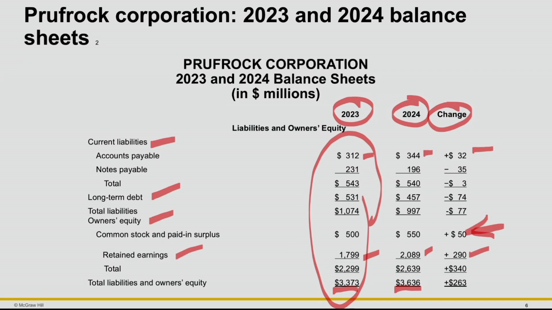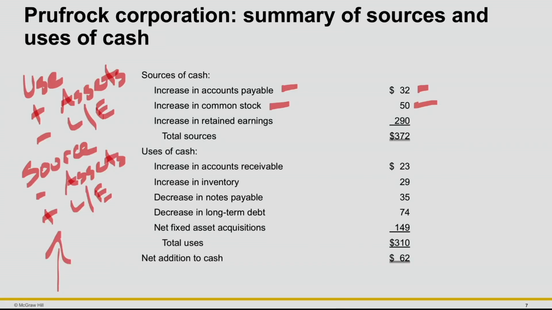$50 million increase in common stock. So at some point during the year, the firm sold additional common stock. So that extra 50 million is cash that we have to use. Another 290 million came from our earnings, the net income that was not paid out to stockholders. Whatever was left over, that was 290 million. This gives us a total of 372 million in cash that we generated over that period.